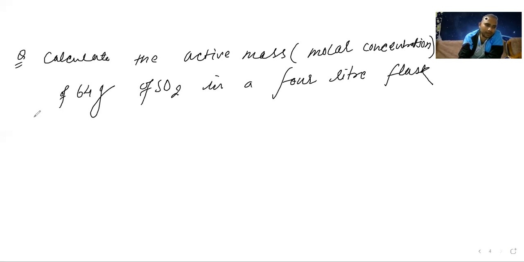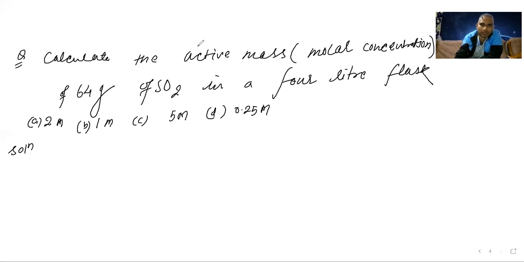Options they have given: A, 2 mole per liter, where active mass is capital M, mole per liter; B, 1 capital M; C, 5 capital M; and D, 0.25 capital M. So let us try to find out the answer.